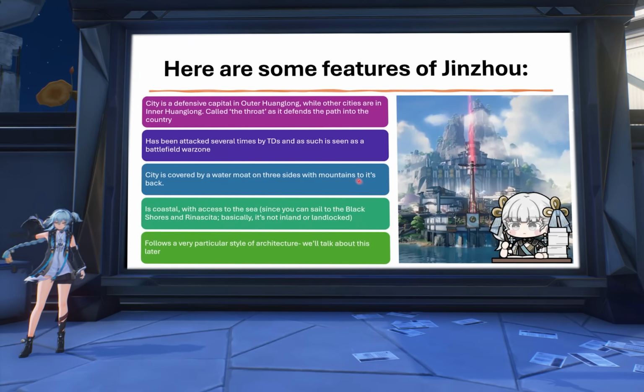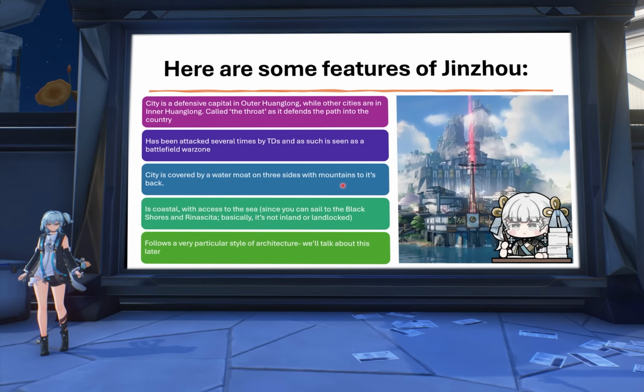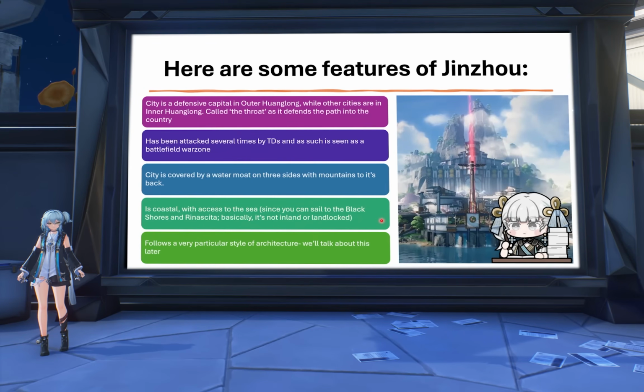The city, you can see on the map, is covered by a water moat on 3 sides and mountains to its back. You can even see the mountains over here. And other thing is that it's coastal, right? Jinzhou actually has access to a coast, so it's not like a landlocked city or a landlocked province or whatever. It basically has ocean access. That's why you can access the Black Shores and Rinascita from Jinzhou.